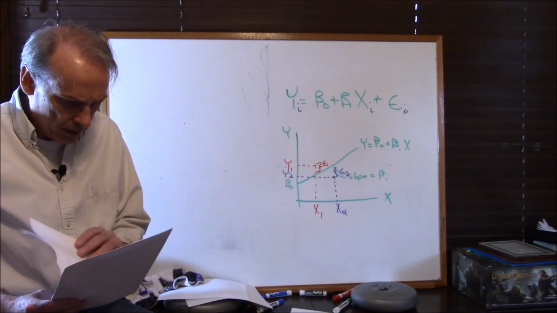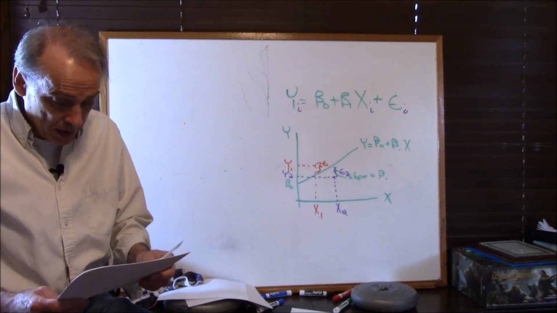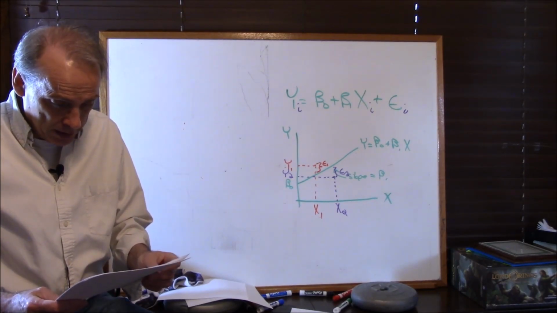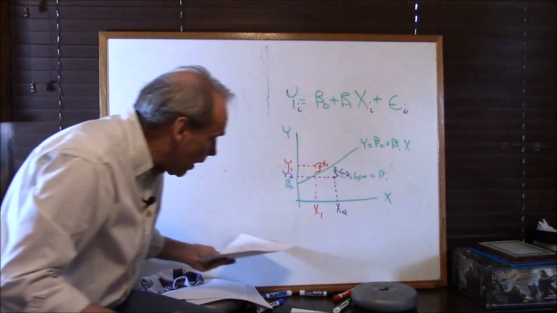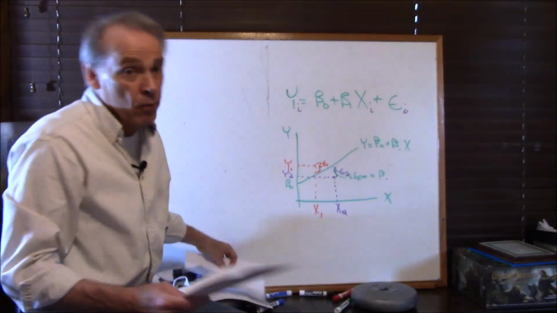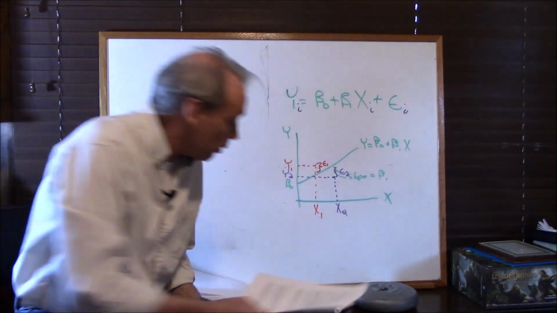Do I have a graph for that? I thought I did. No, I don't. Okay. Then let's see. Next thing I want to show you. What if we got more than one explanatory variable? And we almost always will have more than one explanatory variable.